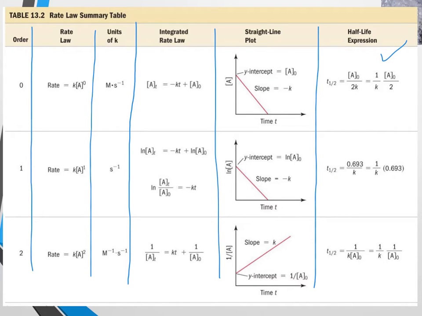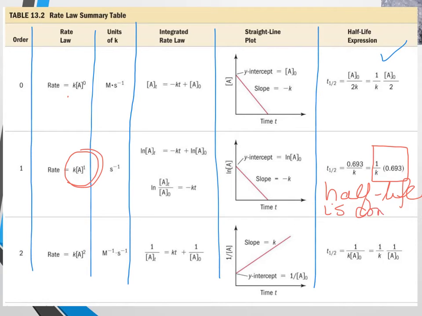One of the things I want to point out here is that half-life for a first-order reaction is independent, doesn't have the concentration of the substance in it. So what does that mean? That means half-life for a first-order reaction only is constant. Half-life does not change. Remember the definition of a half-life. It's the amount of time it takes something to decompose halfway, for half of it to decompose.